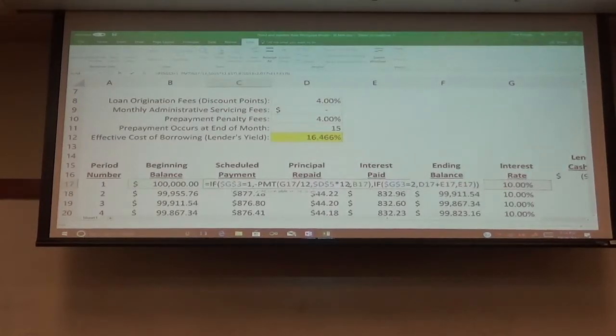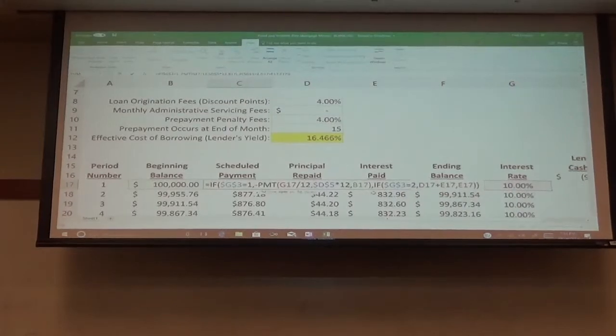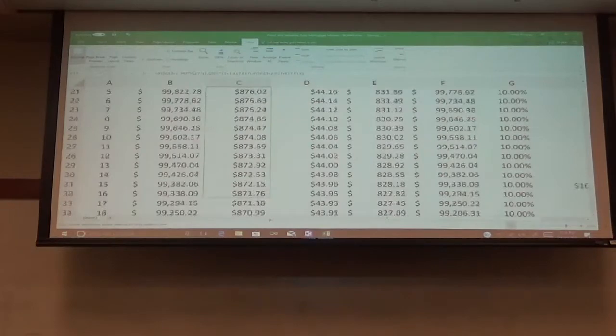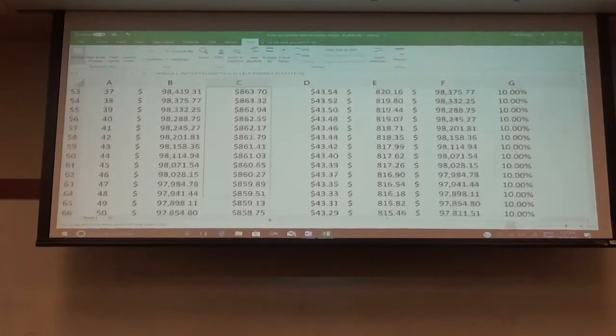So this times 12 plus 1 minus the period number, minus E17, A17, and that should fix it. Now let me copy down one of them and see if it works. Yes. So now we should be able to copy all the way down. Wait, go back. Let me copy down first.